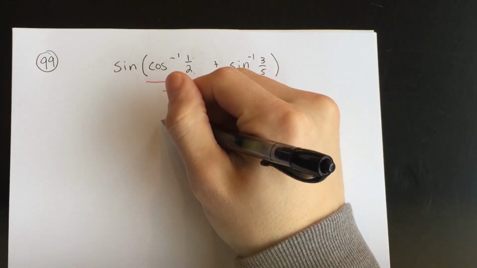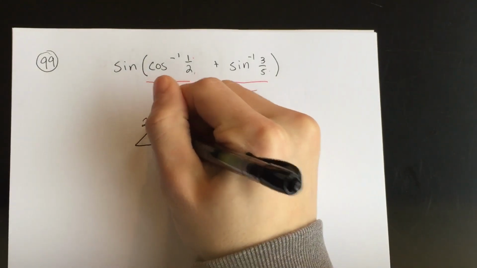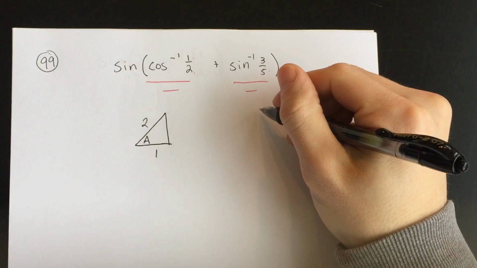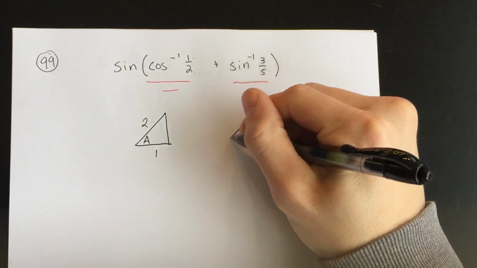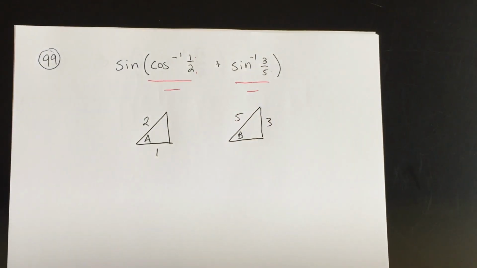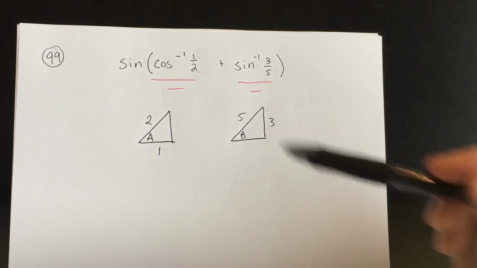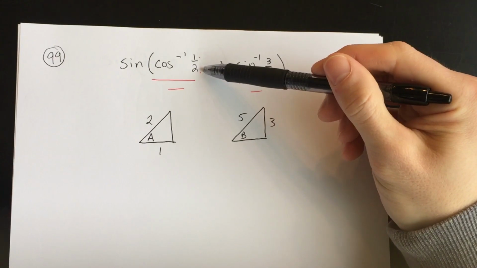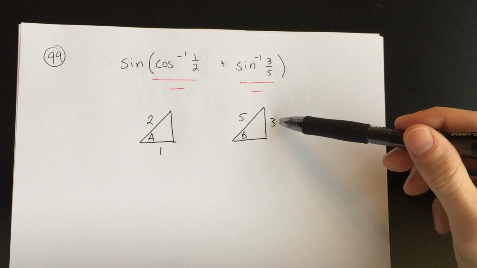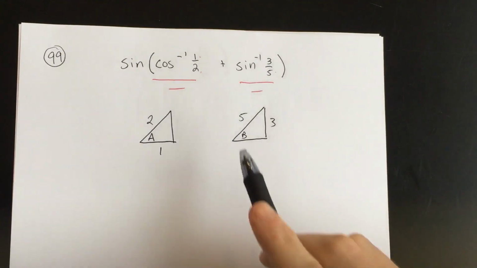Inverse cosine of 1/2 means I have a reference triangle that looks like this, and I'm going to call this angle A. Inverse sine of 3/5 means I have a triangle that looks like this. I'm going to call this angle B. Again, how did I get these triangles? The inverse cosine means this side length is the adjacent side and the hypotenuse, and it's referring us back to this angle A. Inverse sine of 3/5 means 3 is the opposite side, 5 is the hypotenuse, and it's referring us back to this angle B.